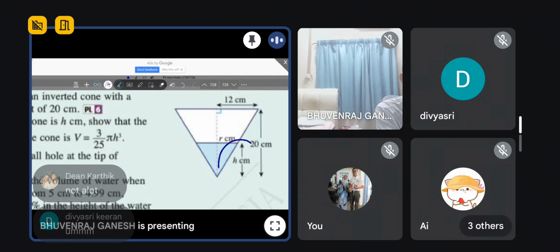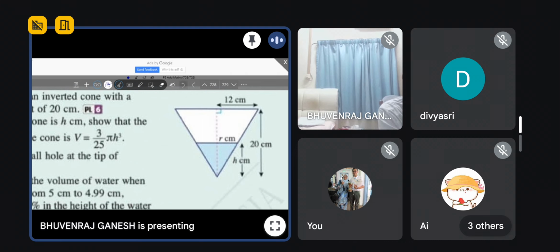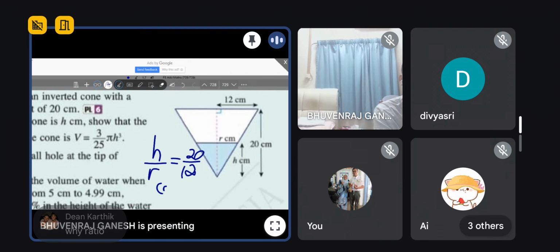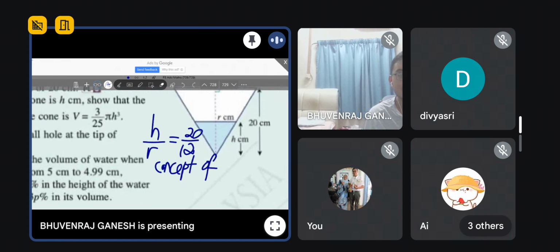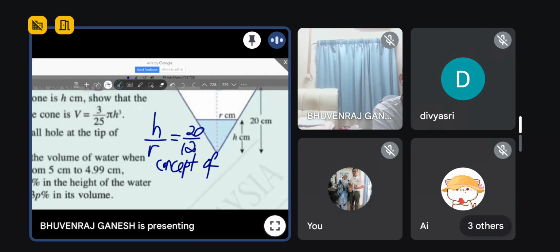Okay, so you can see the ratio of the height and the radius, guys. So can you compare or not? You will get this equation. H over R equal to 20 over 12. Okay, basically we are using the concept of what, guys? What is this concept? There is a name for this. Apa nama konsep ni? There is one name. Anyone know it? I got tell before.